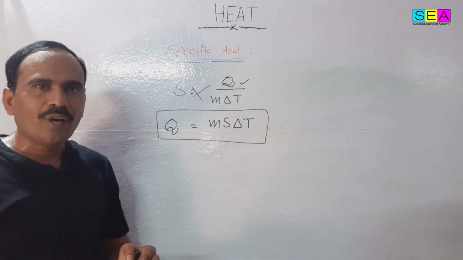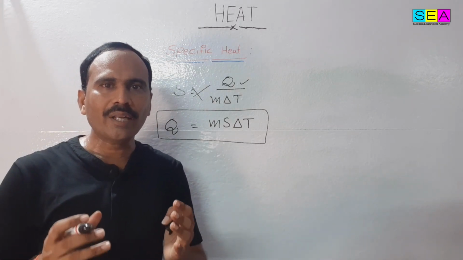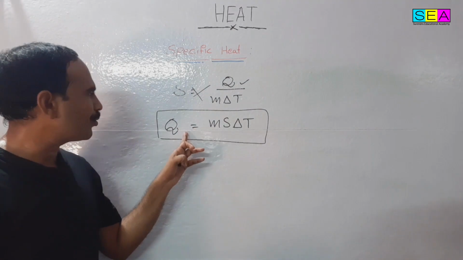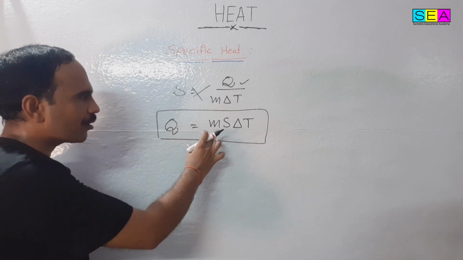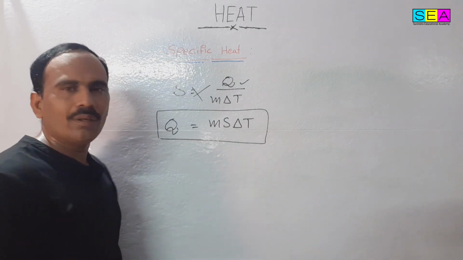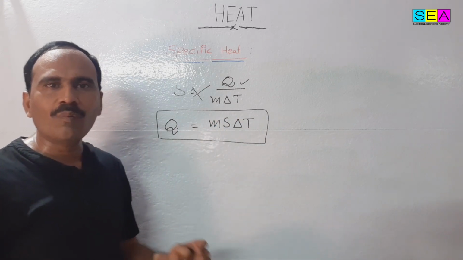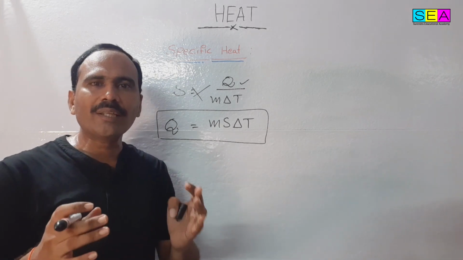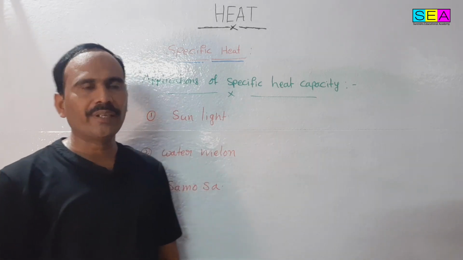That means, for example, if we want to raise the temperature of 100 ml of water by 1 degree Celsius, how much quantity of heat is required? We can calculate by using this equation, Q is equal to M S delta T. Here M is the mass of the substance, S is the specific heat of the substance, and delta T is the rise in temperature. By using this equation, we can calculate how much heat energy is required to raise the temperature of the substance by a particular amount.